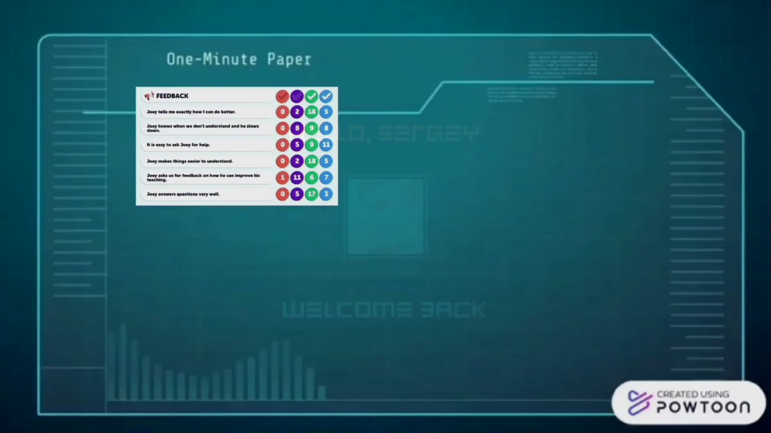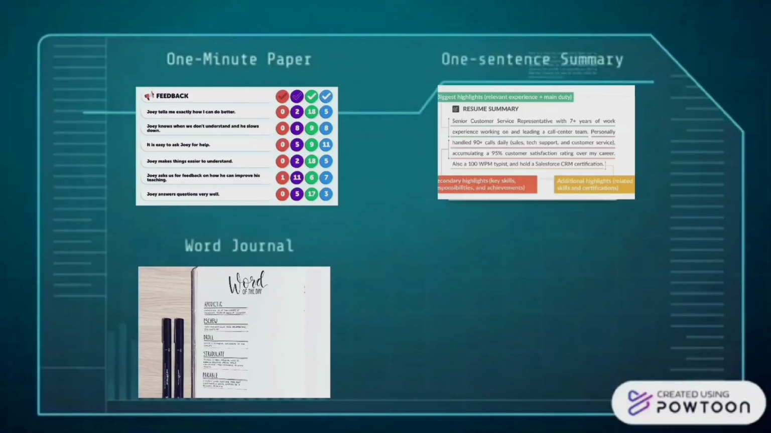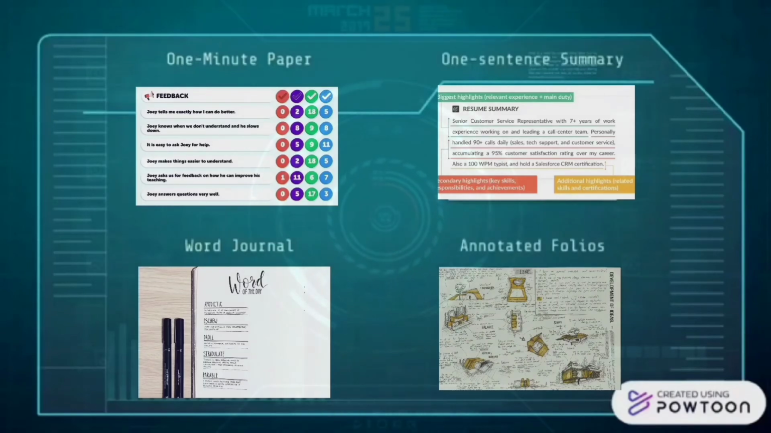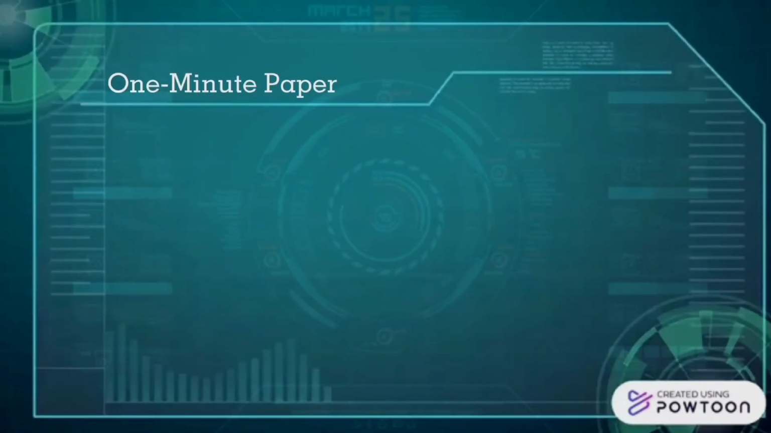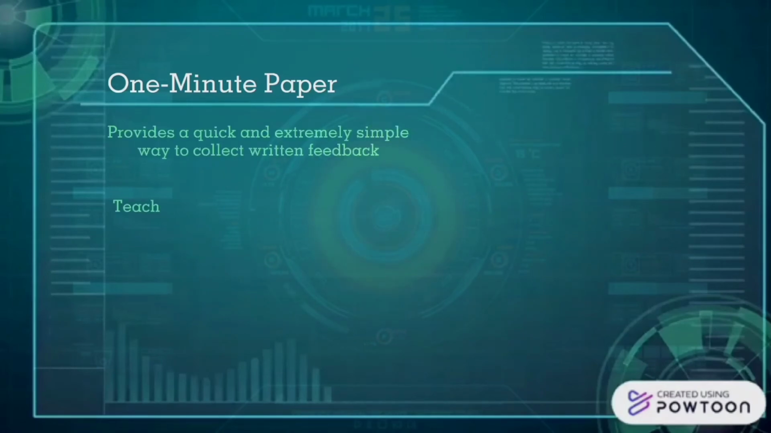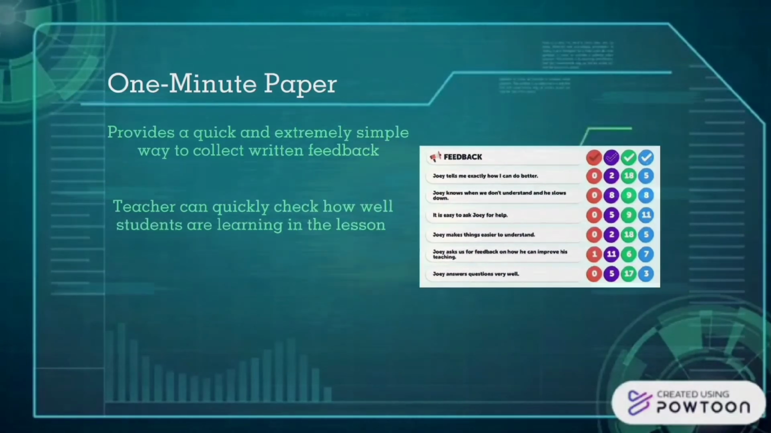There are 4 types of written assessment, which are 1-minute paper, 1-sentence summary, word journal, and annotated folios. Firstly, 1-minute paper. It provides a quick and extremely simple way to collect written feedback. The teacher can quickly check how well students are learning in the lessons.